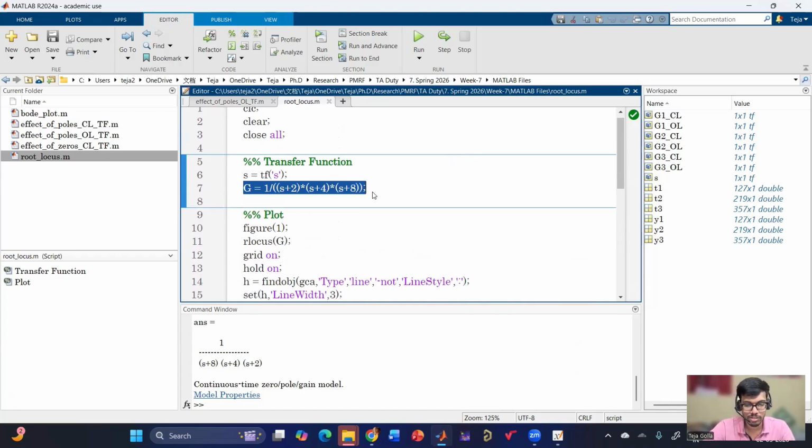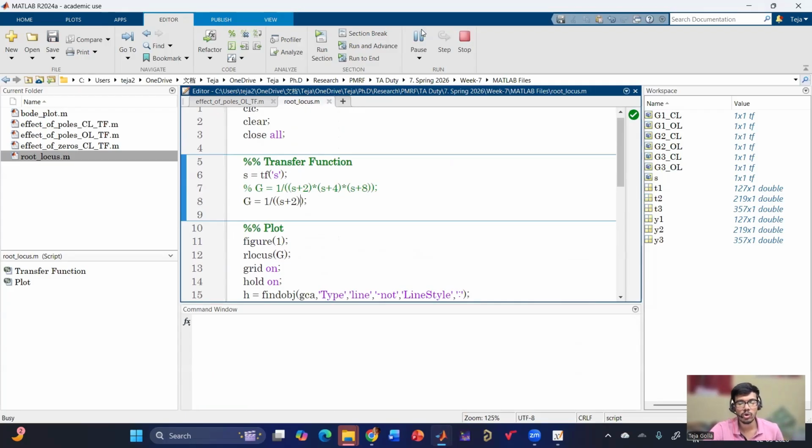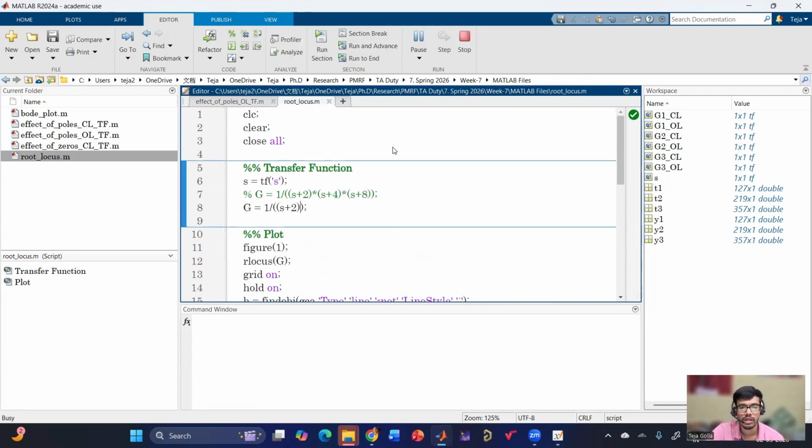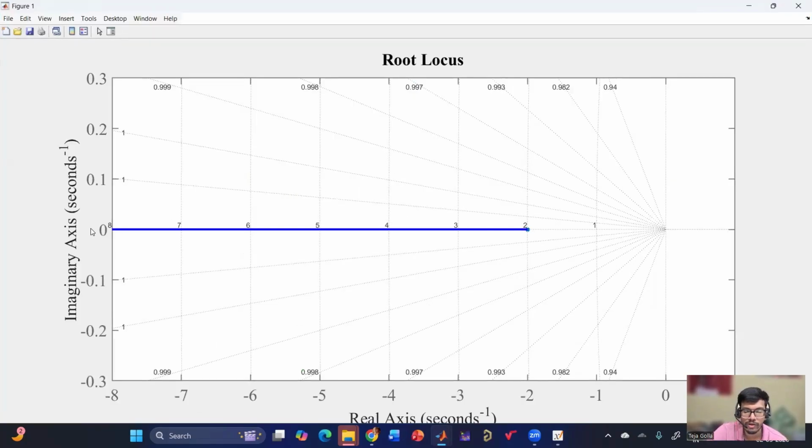So if I start with 1 by S plus 2, I'm commenting this, and then I'll start with just 1 by S plus 2. So if I do this, how the root locus will look like. So let me plot it. It is running. So you can see it is moving from -2 to infinity, which is what we got. So even if we increase the gain, the system is always stable.